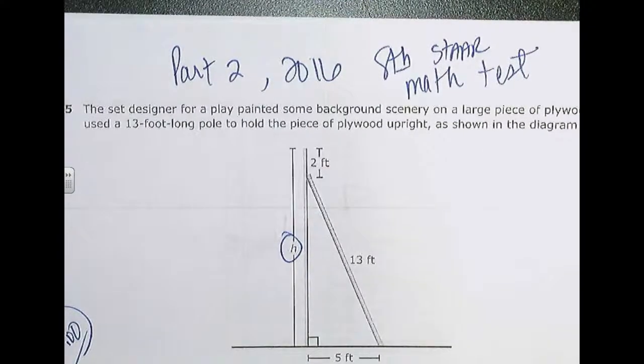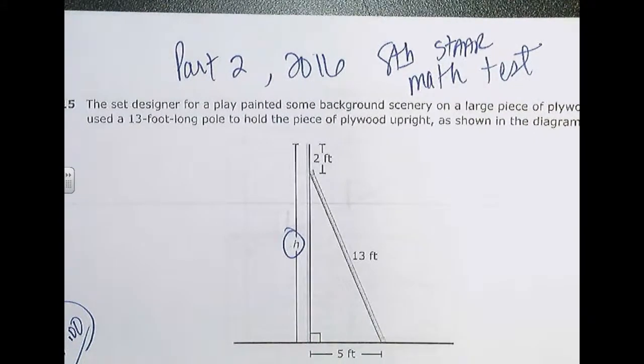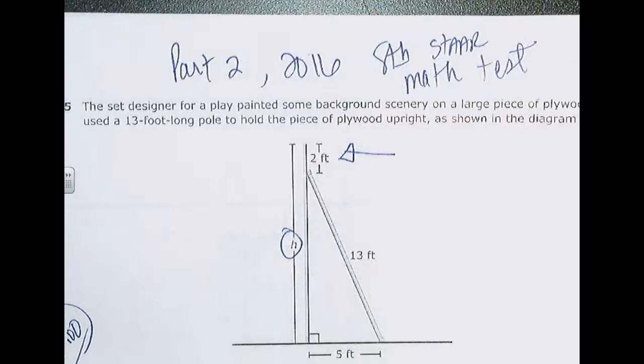Now let's talk. What do you see? I hope you see a right triangle. Yes, you're right, it's definitely not a left one. The problem is they want to know the height of the piece of plywood. I hope you notice that there's a 2 here, so when you get done with H, you have to add 2 to it. Otherwise, you will get it wrong.